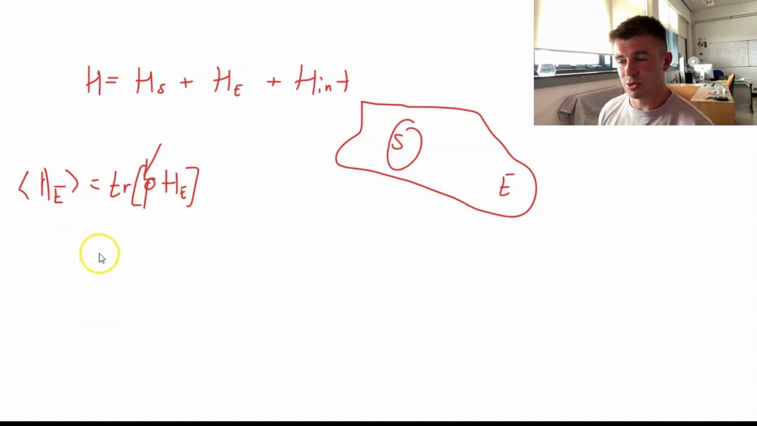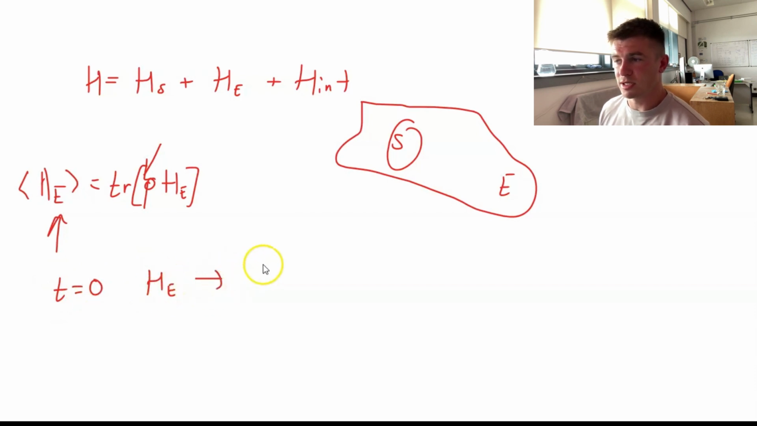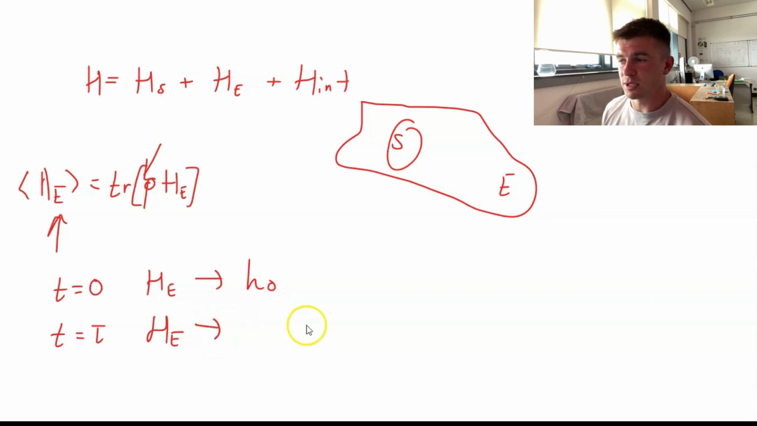So the two-point measurement protocol, the clue is in the name about what's going to happen. Essentially, we're going to measure the environment Hamiltonian twice at two different times. So let's think at t=0, we're going to measure this environment Hamiltonian, and let's say that the outcome that we get is h0. It's going to be one of the eigenvalues of the bath Hamiltonian. Then time tau later, we're going to measure the Hamiltonian again, and let's say that we get h sub tau. So these are both going to be eigenvalues of the bath Hamiltonian.